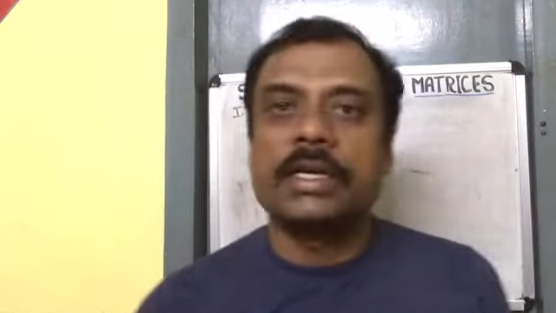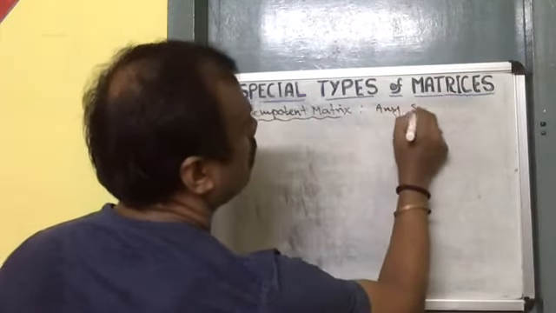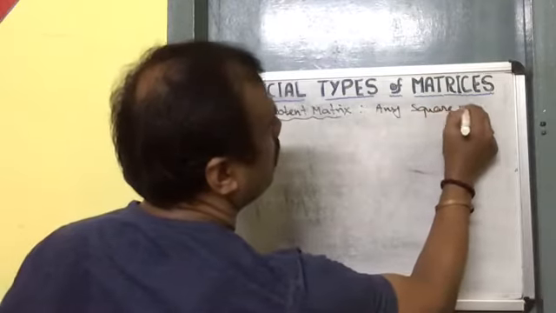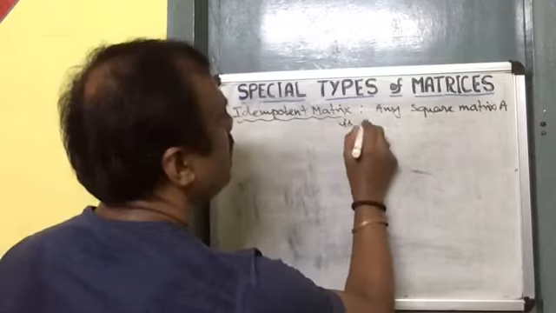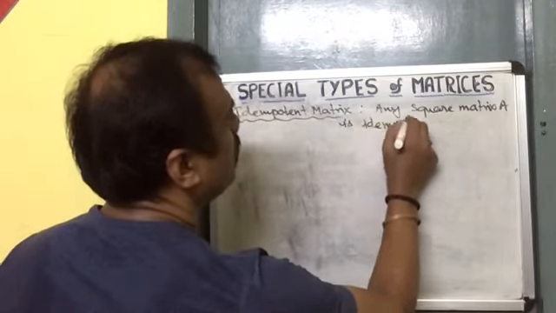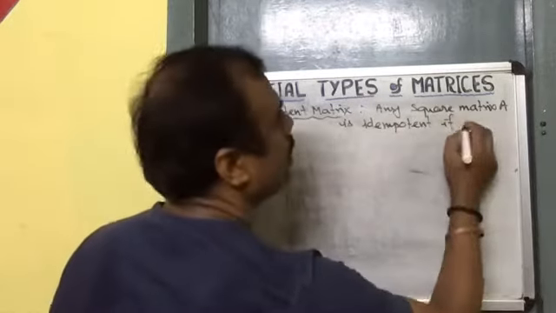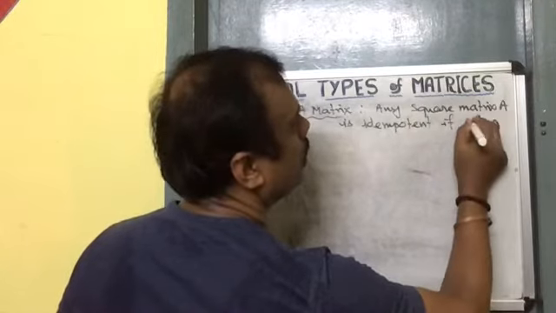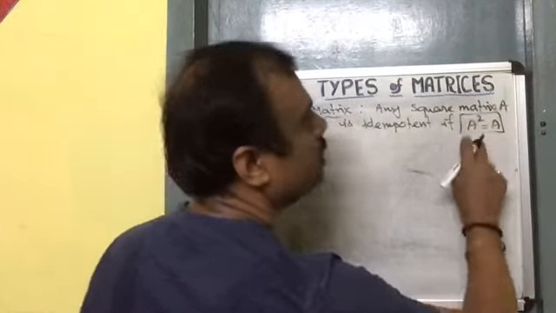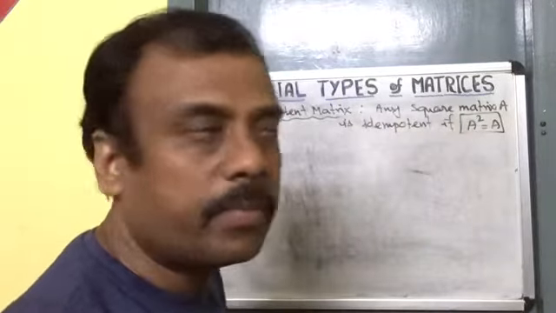Let us discuss another type of matrix, idempotent matrix. Any square matrix A is idempotent if A square equals to A. If this condition happens, then that matrix is called idempotent matrix.